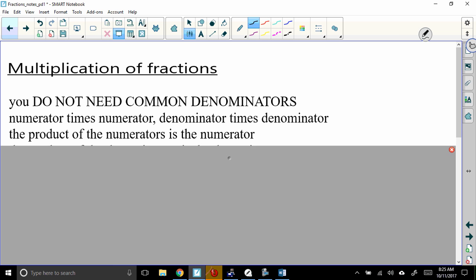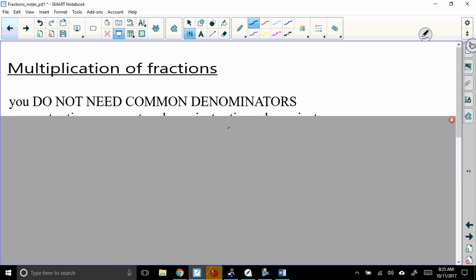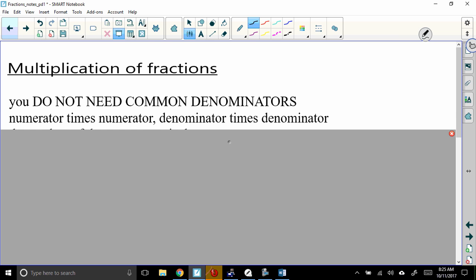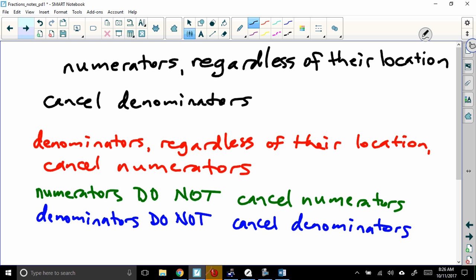When you multiply fractions, you don't need common denominators, first of all. Did you know that? Some people think you need a common denominator. You don't. It's just numerator times numerator, denominator times denominator. That's all you got to do when you multiply fractions. Just multiply right across the top and multiply right across the bottom. Pretty easy to do. It's actually easier than adding and subtracting. Did you know that? But it's way easier if you could cross-cancel.